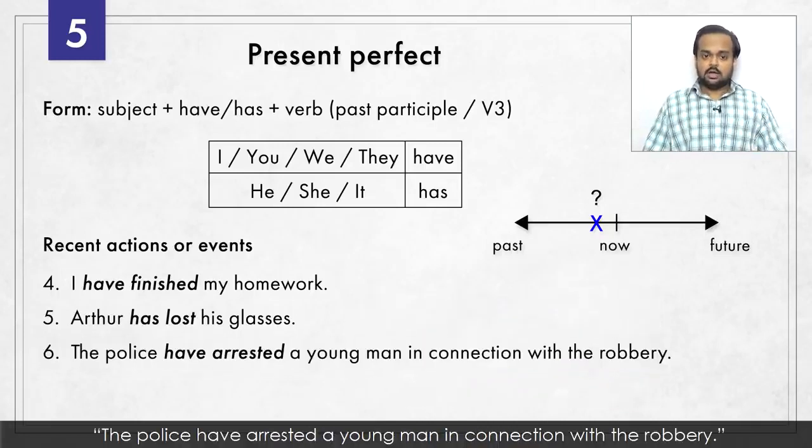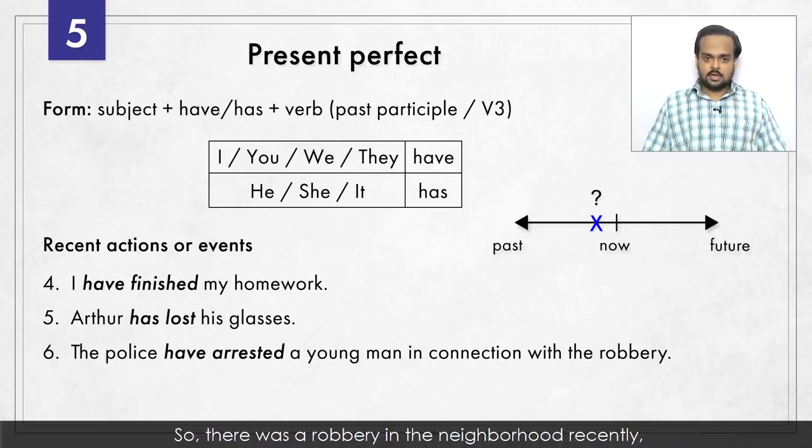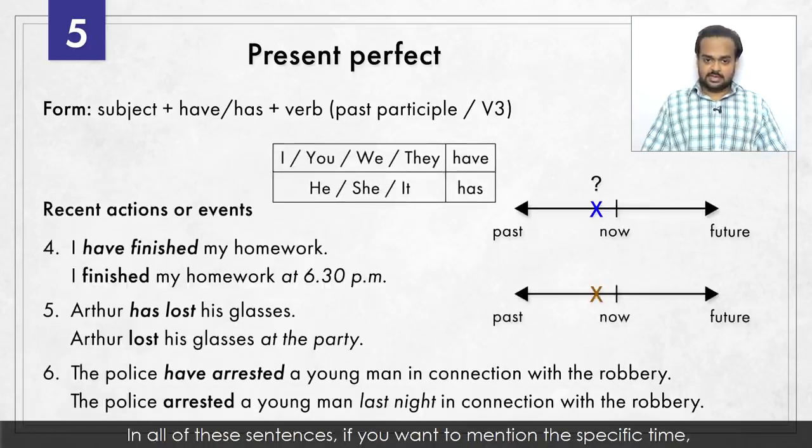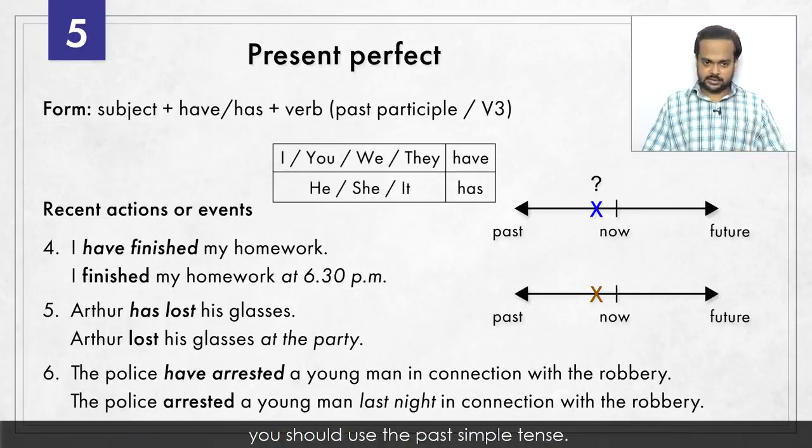One more example. The police have arrested a young man in connection with the robbery. So there was a robbery in the neighborhood recently, and now the police have a young suspect in custody. The exact time of the arrest is not important. In all of these sentences, if you want to mention the specific time, you should use the past simple tense.